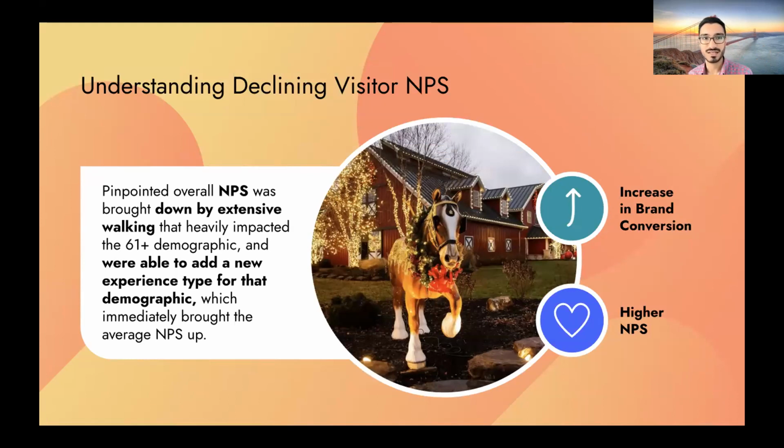So what they did is they looked at it by demographic, and they saw by age group that the 61 plus demographic was drastically bringing down the NPS. It was actually one of the largest age groups that were attending, and the NPS was far below the industry average. So that was kind of intriguing to them.